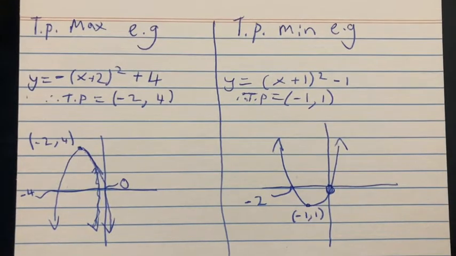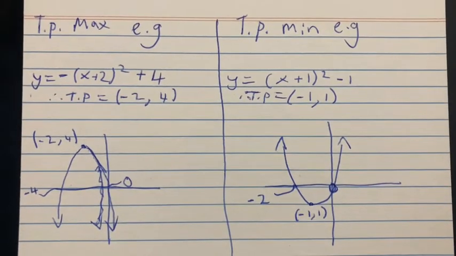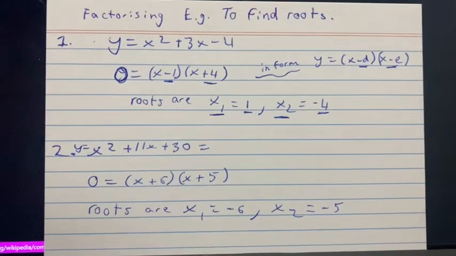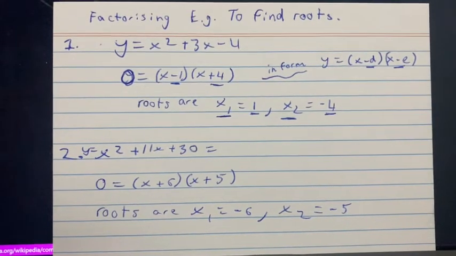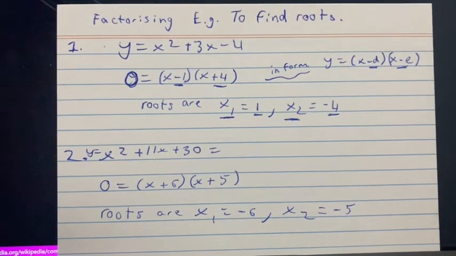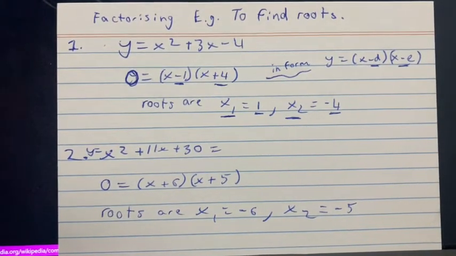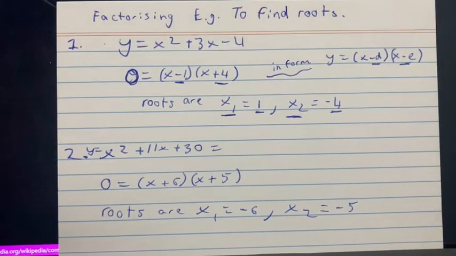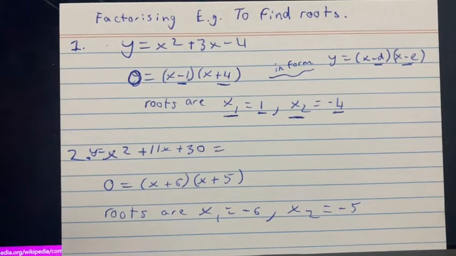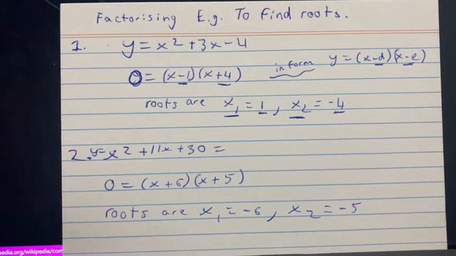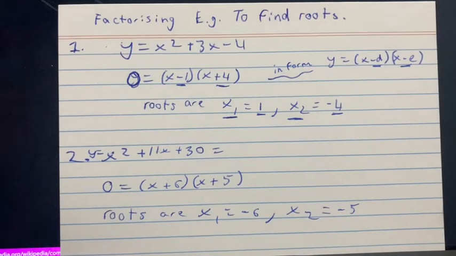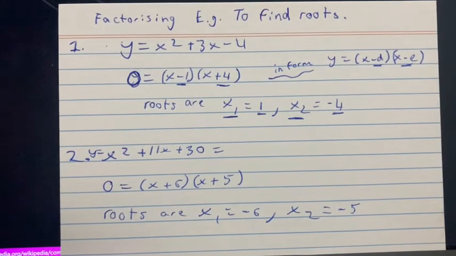The point where a graph crosses the x-axis is called the roots, or x-intercepts. We calculate the roots of an equation by factorizing the equation, completing the square, or using the quadratic formula. In the equation y equals x squared plus 3x take 4, you can equate y to 0 and factorize the equation, and you'll get y equals (x take 1)(x plus 4). You take the numbers out of the brackets and you get x1 equals 1 and x2 equals negative 4.